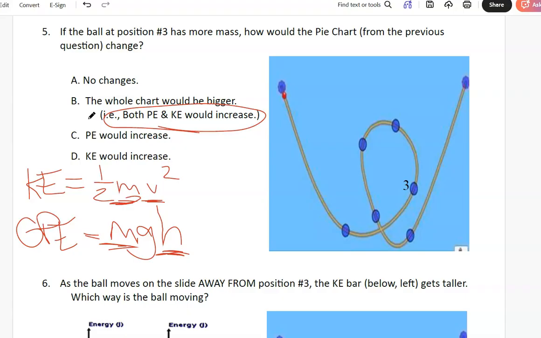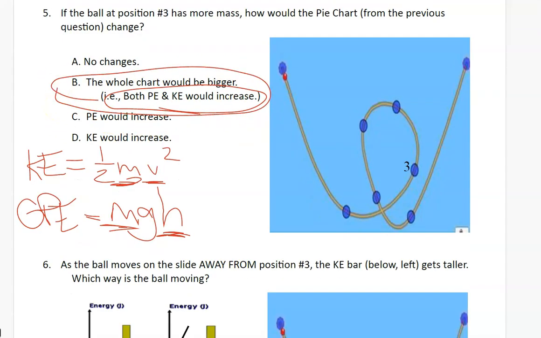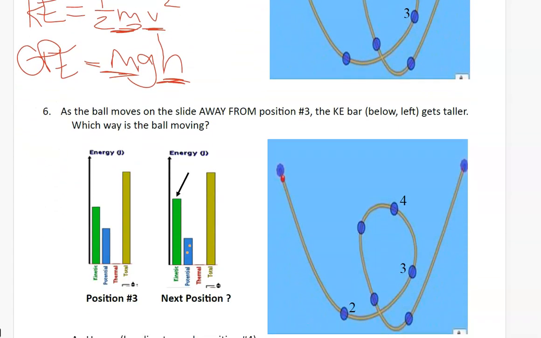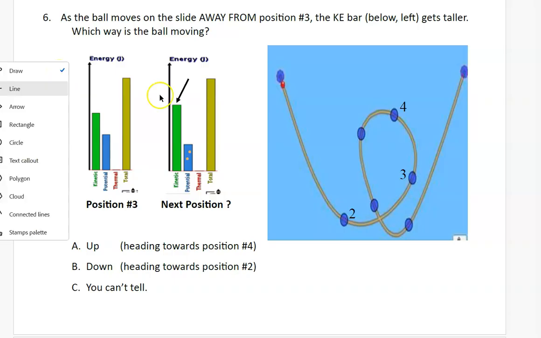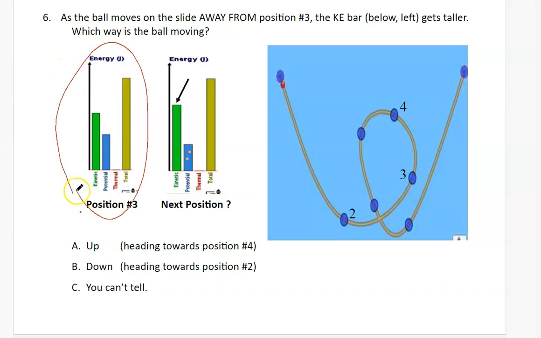And that means the whole pie chart would just have to be a bigger circle. So our answer is B. Number 6, as the ball moves on the slide away from position number 3, the kinetic energy bar below on the left side, this graph right here, gets taller. Which way is the ball moving?